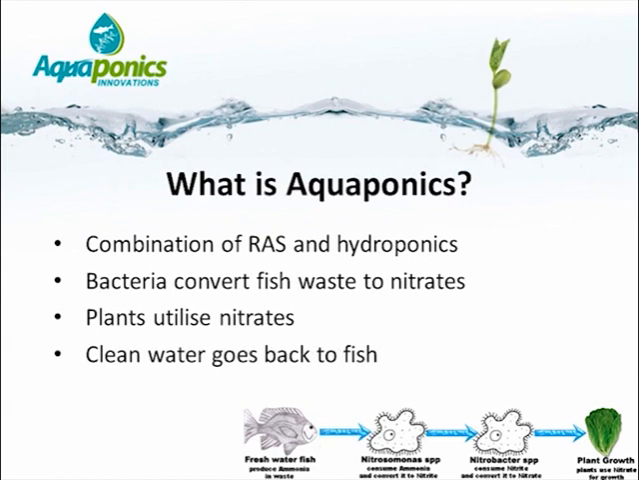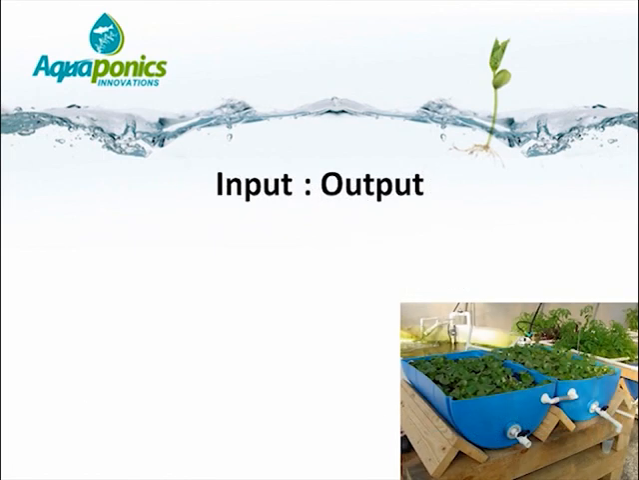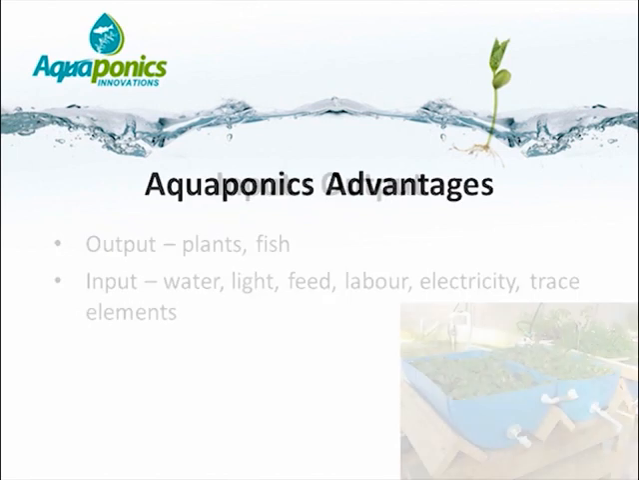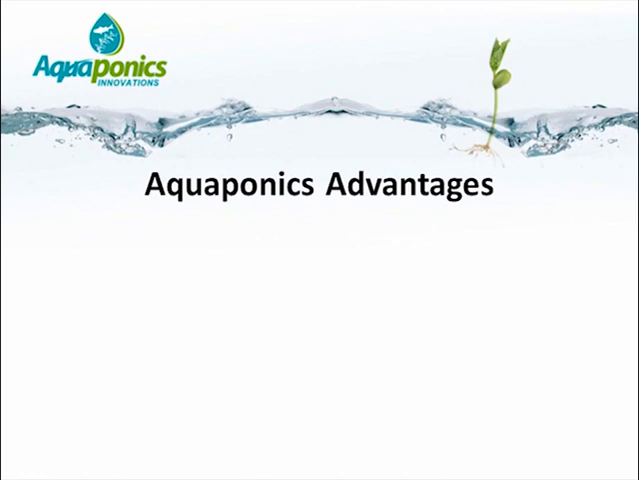Furthermore, depending on the design of the aquaponics, we can have a situation where the filter itself actually becomes the growing material for the plants, further reducing costs and simplifying the process. If we look at the simple input-output balance for aquaponics, the outputs we seek to achieve are fish and plants. In order to achieve this, we need to input water, light, feed, some labor, electricity, and trace elements, particularly chelated iron. There are certain very distinct advantages associated with aquaponics.